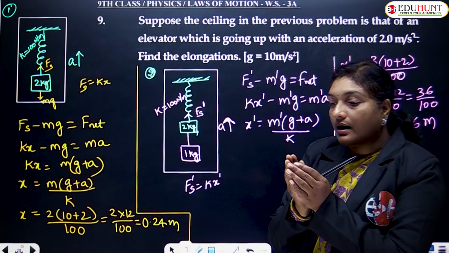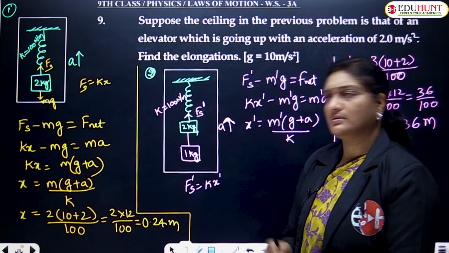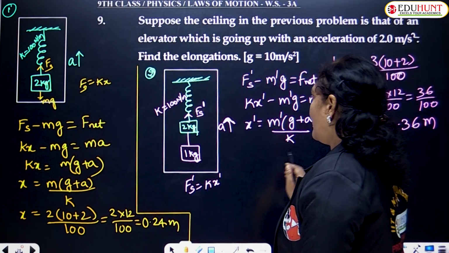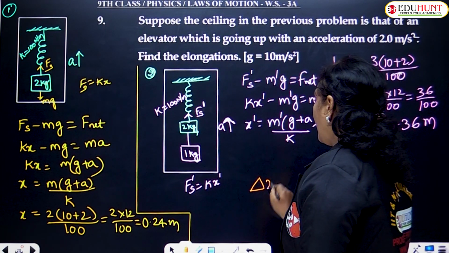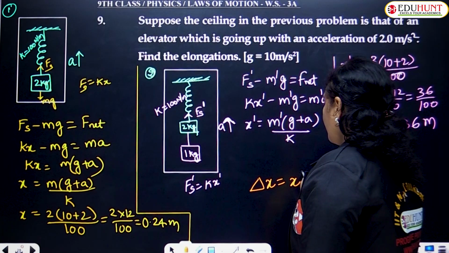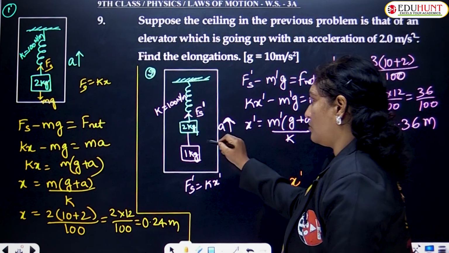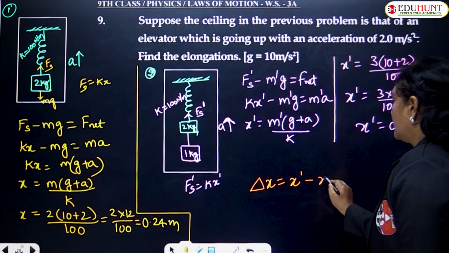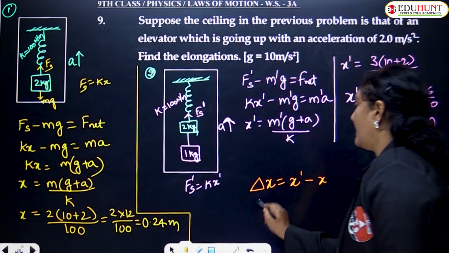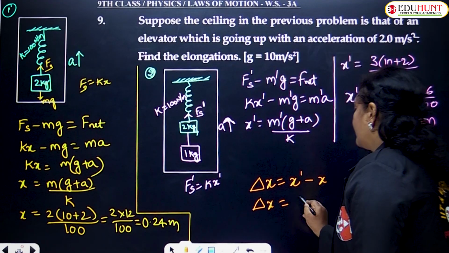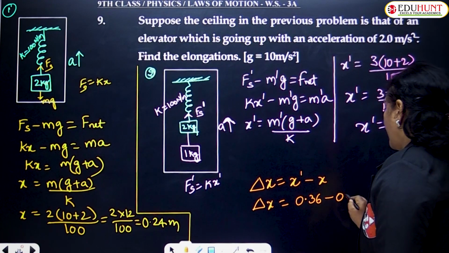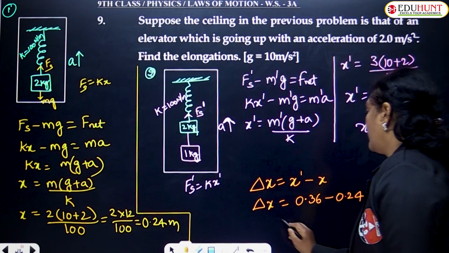So what is the difference in these elongations? Let us also calculate the same. In order to find the difference in the 2 elongations, delta x is equal to the higher mass suspension, total mass suspension, subtracted by the single mass suspension. So delta x is found to be x dash, 0.36, subtracted by 0.24.